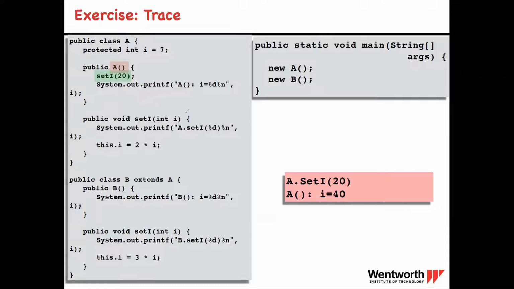Well, when we created a new A, we went to this one. But notice that B has one as well. B has a set I. Same thing. It's the same. This is just an override. B's version is an override of A's. So which one do we go to?